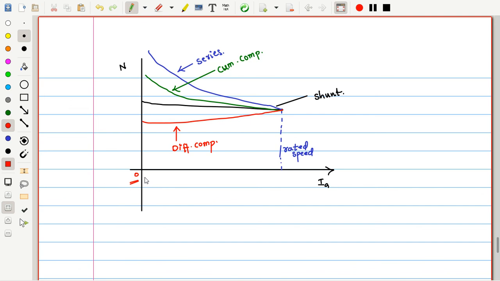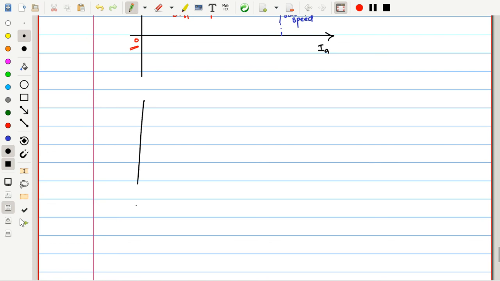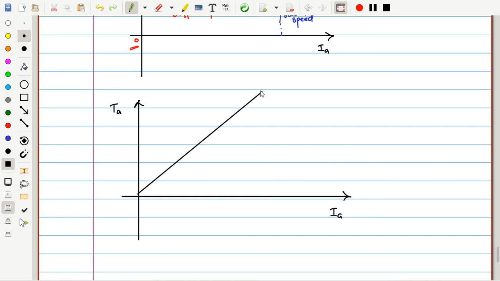You can think of even the torque versus armature current also. Let me finally put the torque versus armature current for the cumulative and differential. If it is a shunt, we have seen it is almost constant. If it is a series, it tries to increase in a parabolic way. Let us say all are equal at rated speed. The blue color is the series and the black color is the shunt machine.